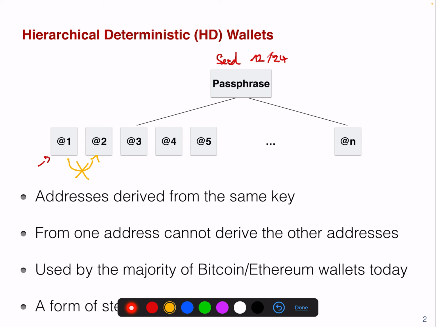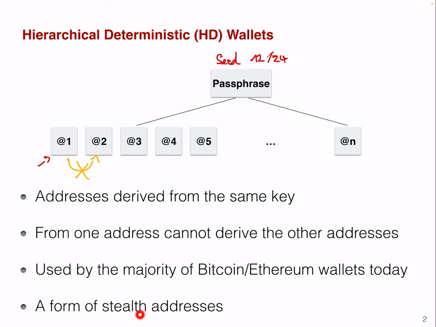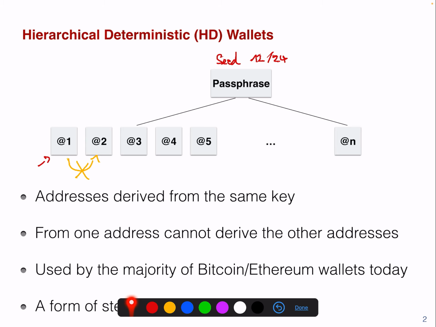So you can't infer the complete wallet from a user. This is quite a handy property, I would say, which improves privacy of users in general. And that's a form of stealth address.